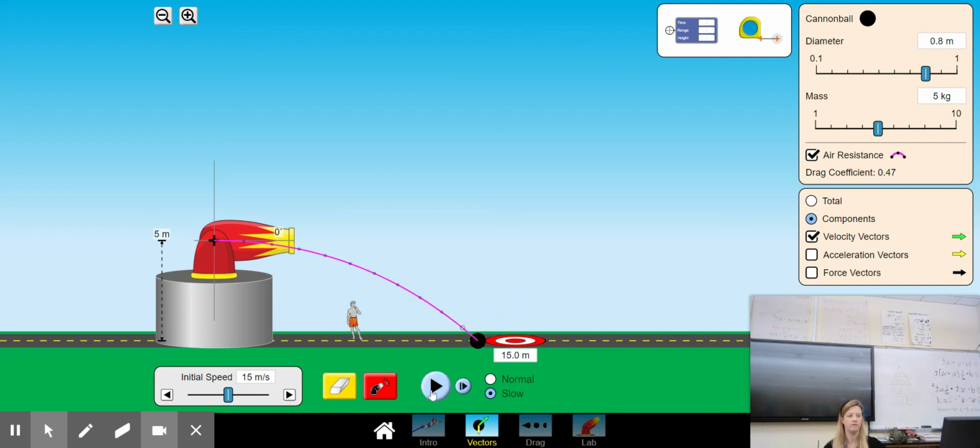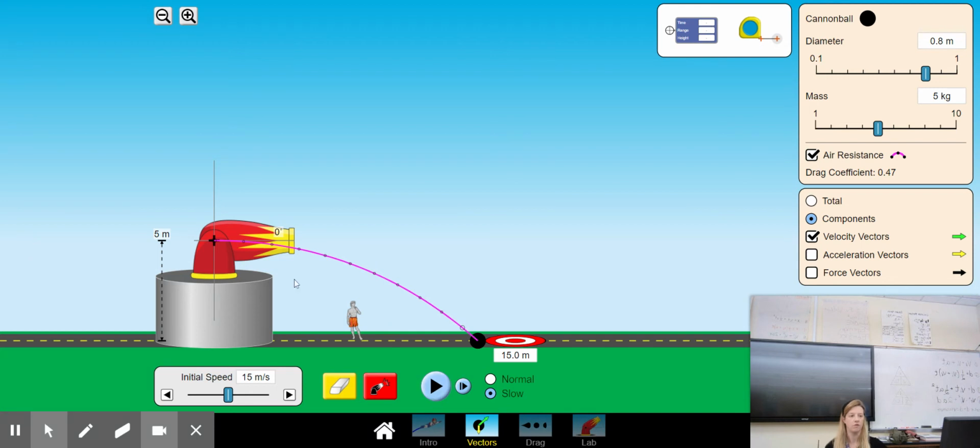So if you noticed there, and I'll launch it one more time, there were vectors pointing straight to the side and also straight down. When it first starts, there's only one arrow and it's pointing straight to the right. After it starts to accelerate due to gravity, you get an additional component of the velocity that points down. So let's watch that one more time. And you can see that downward arrow growing as it accelerates downward.